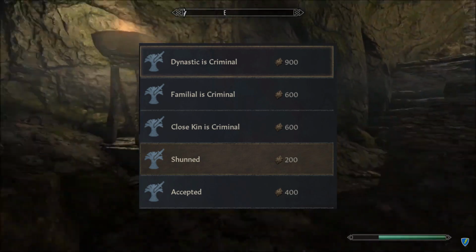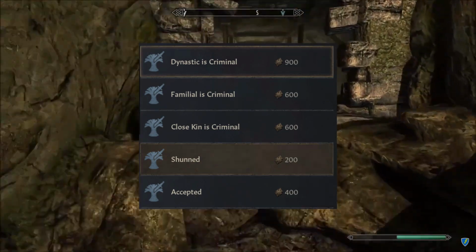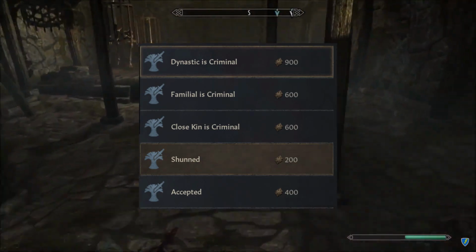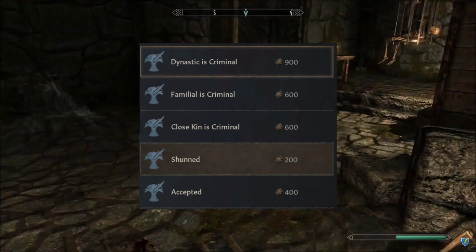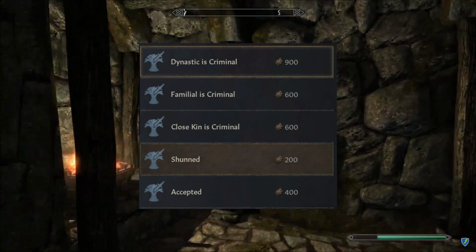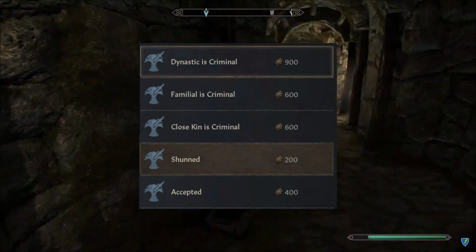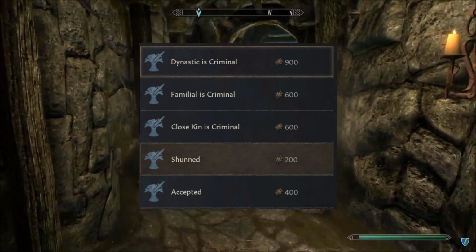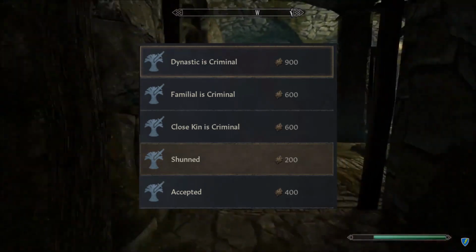Kinslaying. I was able to find some support to indicate that slaying family is a heavy, heavy taboo in Tamriel. Most importantly, the Daedric prince Mehrunes Dagon is said to have officially become a demon after becoming a kinslayer in the Elsewhere pantheon, so it's definitely seen as a really bad thing. I compromised and went with close kin is criminal.